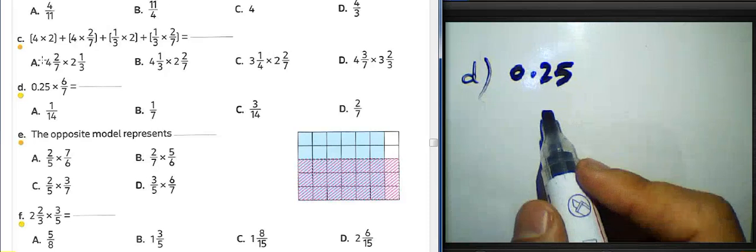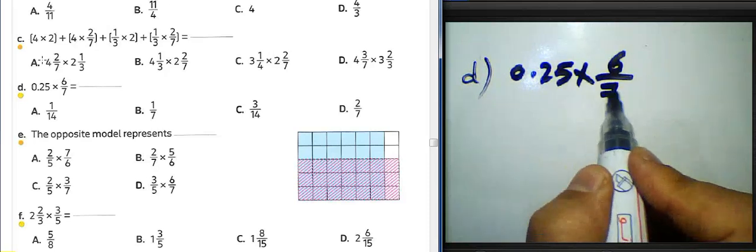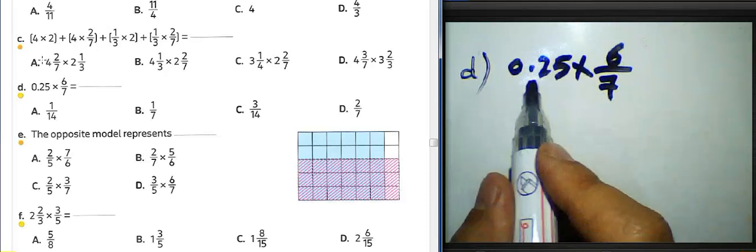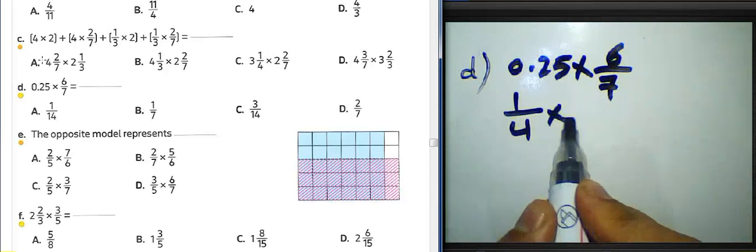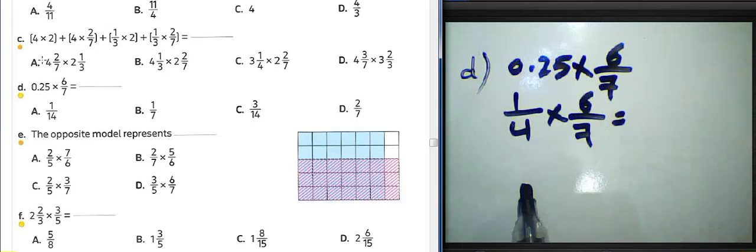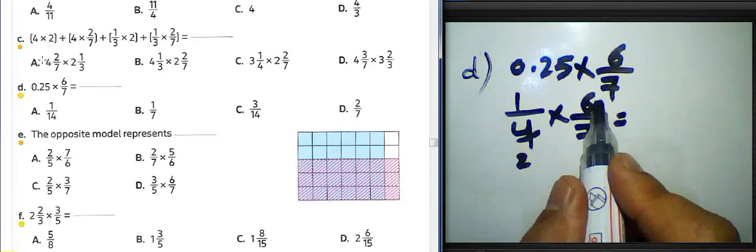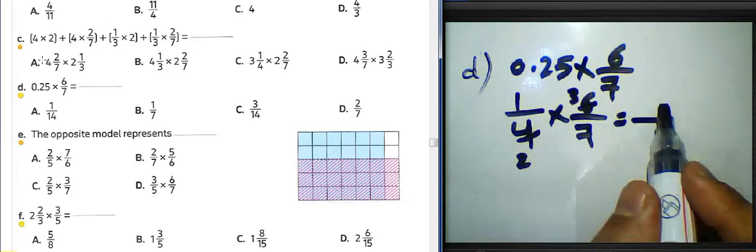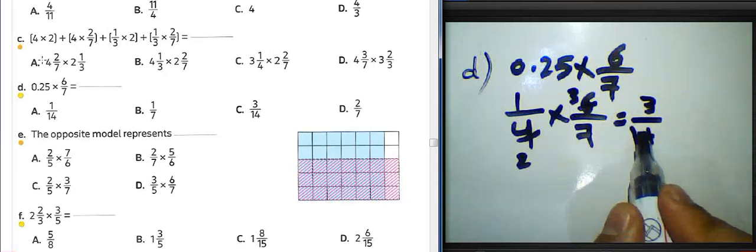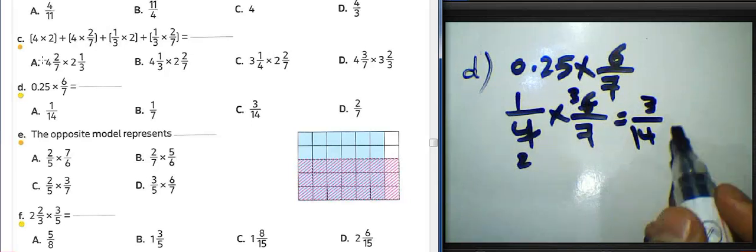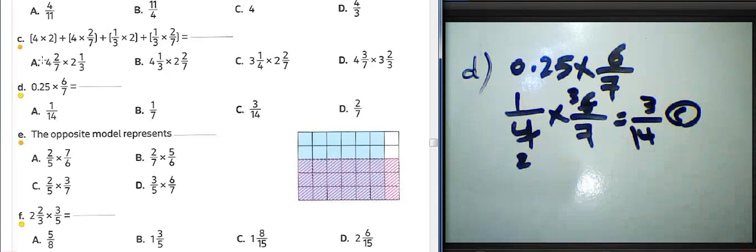0.25 multiplied by 6 over 7. We know 0.25, it's meaning 1 over 4 times 6 over 7. We can simplify it by dividing numerator and denominator by 2. 4 divided by 2 equals 2 and 6 divided by 2 equals 3. 1 times 3 equals 3 and 2 times 7 equals 14. Letter C, choose letter C.